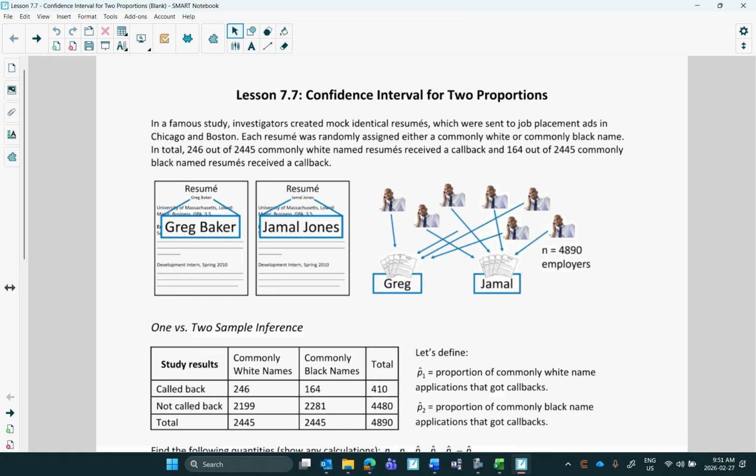And out of the results, because they sent 2,445 white names, 2,445 black names, they received callbacks on 246 out of the 2,445 white names, but only 164 out of the 2,445 commonly black names. So really what we're trying to get from this question was, is there any kind of discrimination going on?